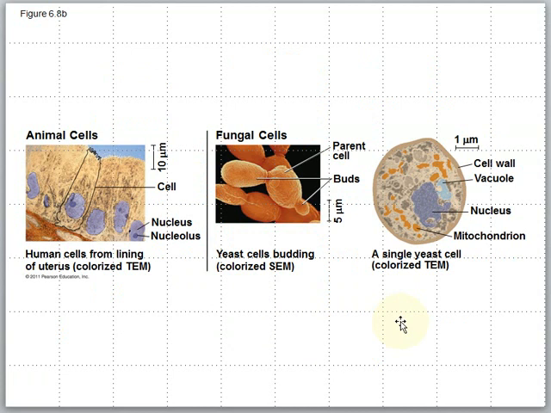Here are some actual pictures, photographs, microscopy work. So here we have some animal cells taken from the lining of a human uterus. Here we have some yeast cells, and this is a colorized scanning electron microscope picture. And then we have a single yeast cell, a cross-section of that yeast cell. And this again is colorized, but this one is from a transmission electron microscope picture.